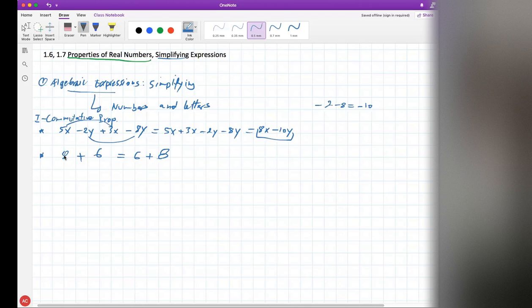Okay, so you can add them this way, you can add them this way. It's going to be the same result. That's basically what the commutative property is. That's what we did here. We moved things around. So you can move 6 to the front or to the back. It's still going to be the same result, for example, 14. So we use the commutative property to move things around.